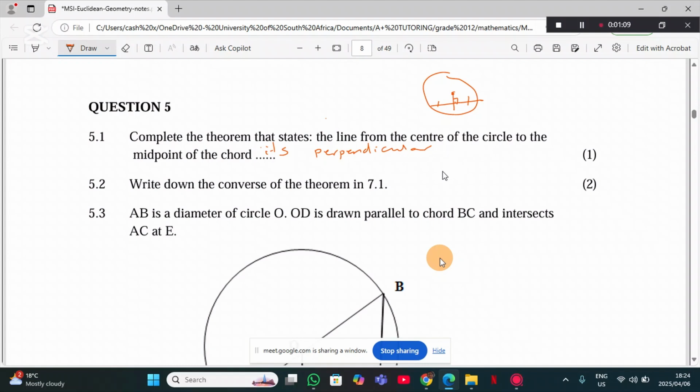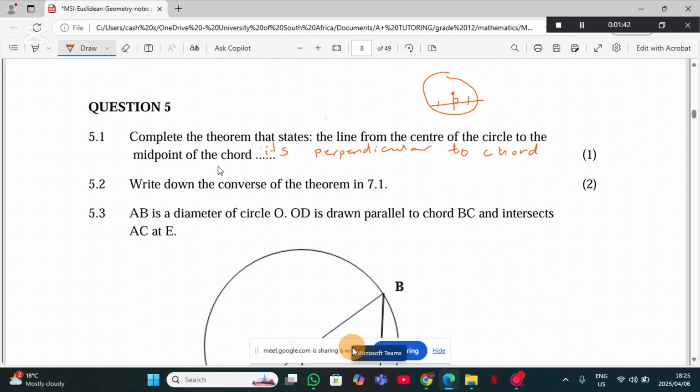Complete: the line from the center of the circle to the midpoint of the chord is perpendicular to the chord. Yes. So now we can't say it bisects the chord, because when they say it's going to the midpoint, it means that it bisected. If they had asked, the line from the center of the circle perpendicular to the chord, then that's when you'd say it bisects the chord.